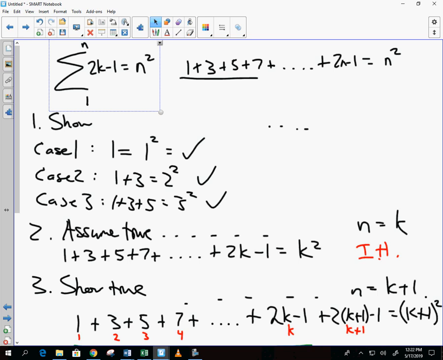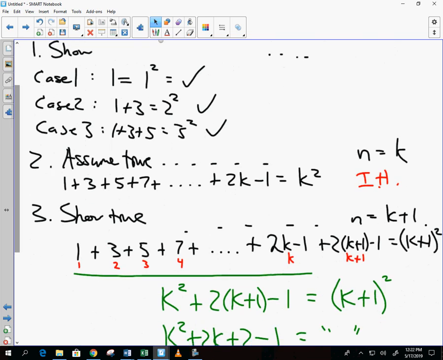So sure enough, we test. Try case 1. Got it. Try case 2. Got it. Try case 3. Got it. Is everybody okay with going through the first case? Then the second case is assume that it's true for case n equals k.